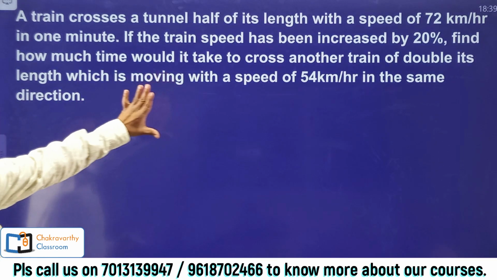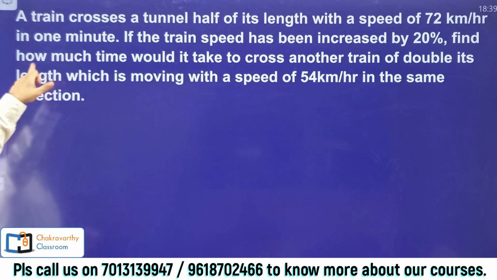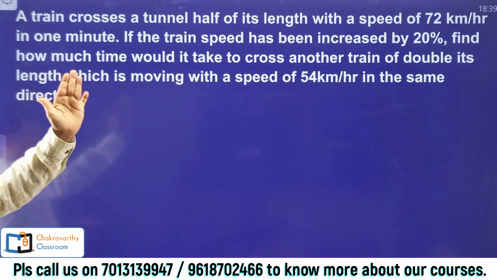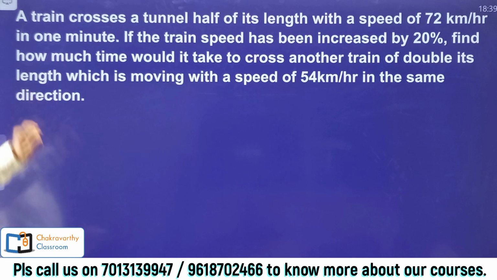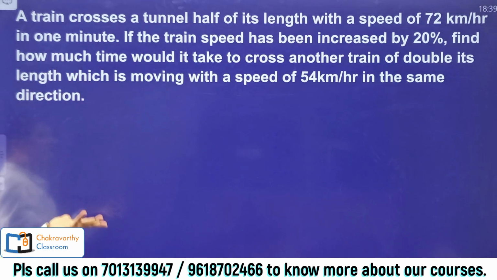First, read the question properly. What they have given: a train crosses a tunnel half of its length with a speed of 72 kilometers per hour in 1 minute. Simple. By reading this one, you can easily understand that.